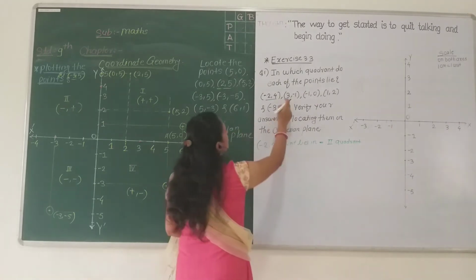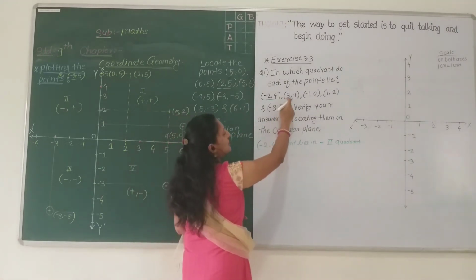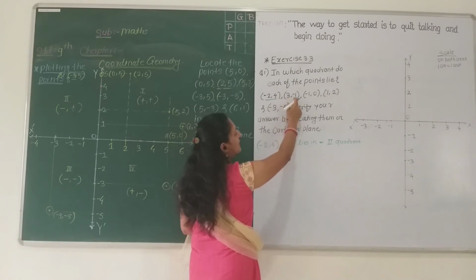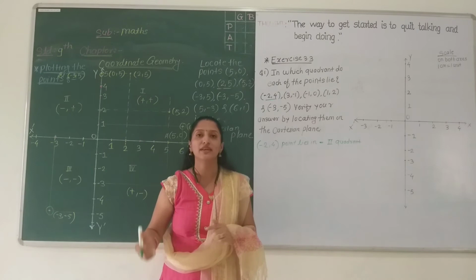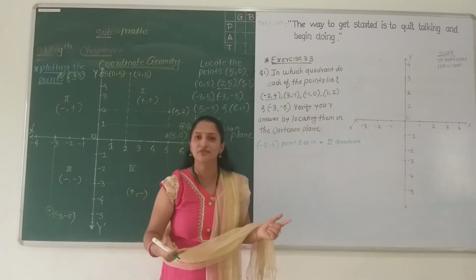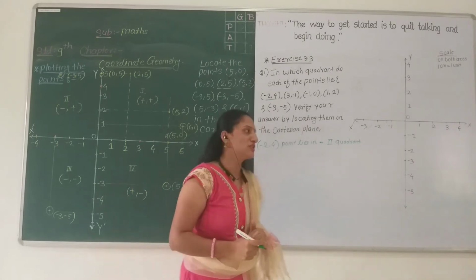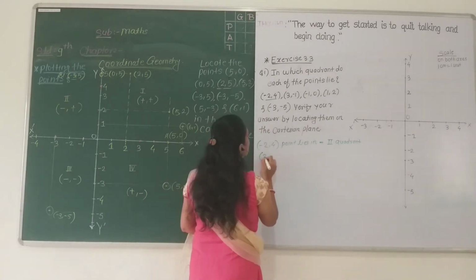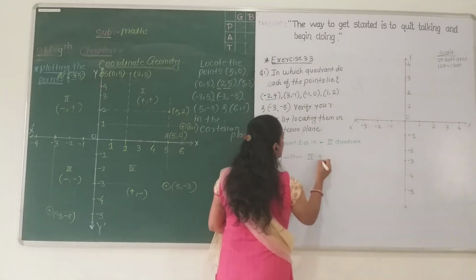Okay. Now the point 3, negative 1. Here the x coordinate is positive and the y coordinate is negative. Without looking at the figure, tell me: x positive, y negative. Yes, it is the fourth quadrant. The point 3, negative 1 lies in the fourth quadrant.